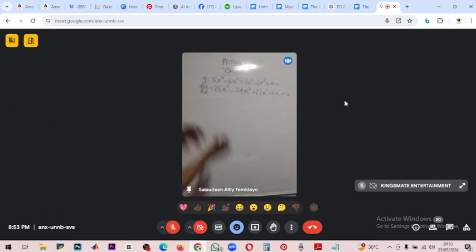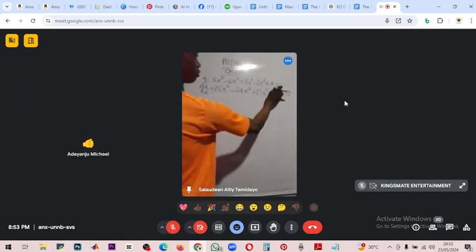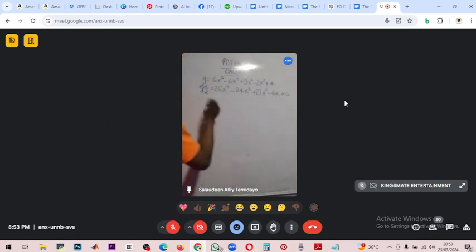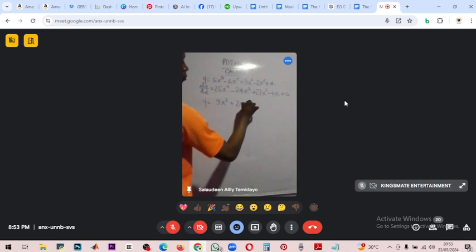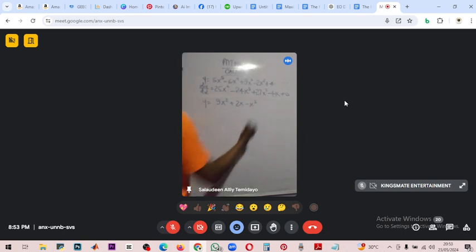So let's say we have another one here. Let's say we have y equals 9x squared plus 2x minus x cubed. Differentiating this as well is just like this.